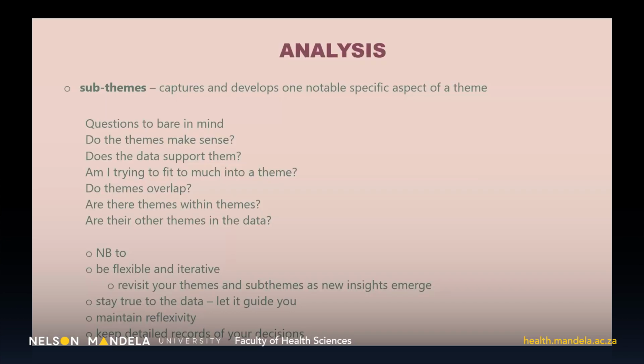Okay, so questions to ask of yourself when you're creating those themes and sub-themes. Do the themes make sense in relation to what I'm asking? Does the data support this? Am I trying to fit too much in a theme? Do my themes overlap? Sometimes if there's too much overlap, we'll merge them into one theme. Are there themes within my themes? Then I might want to create 2 sub-themes. Are there other themes in the data that I've missed?